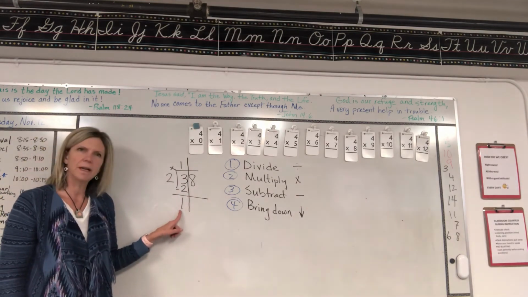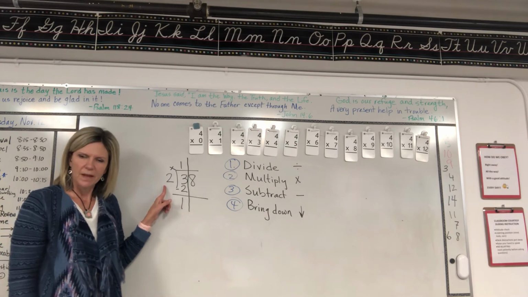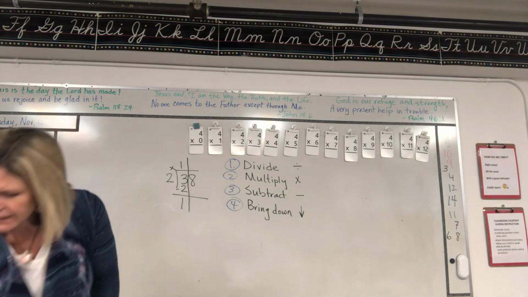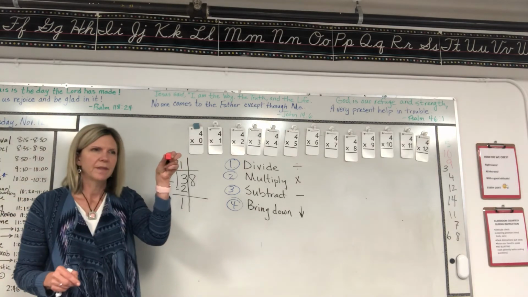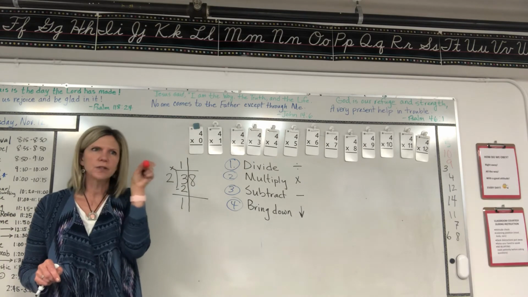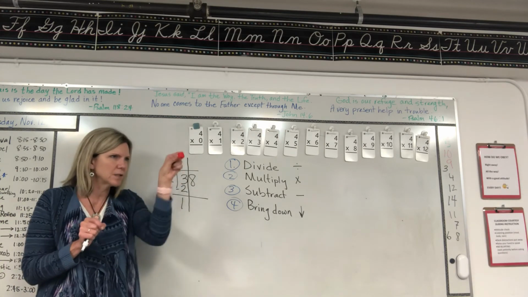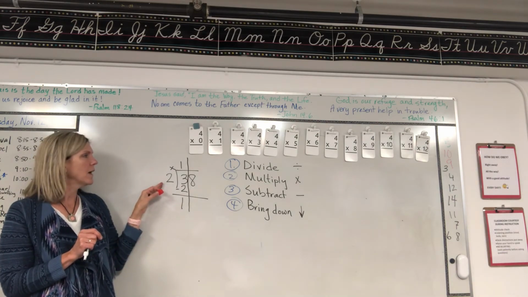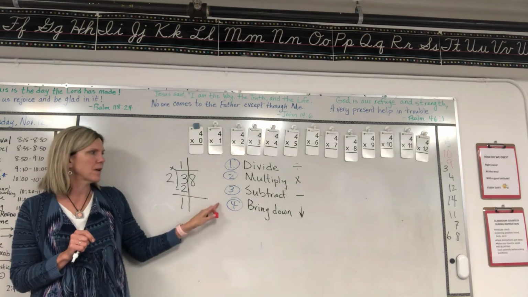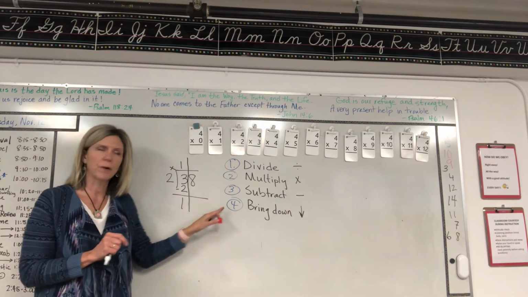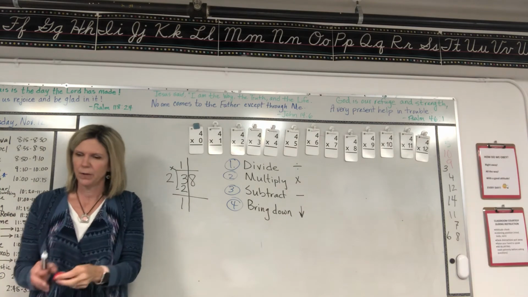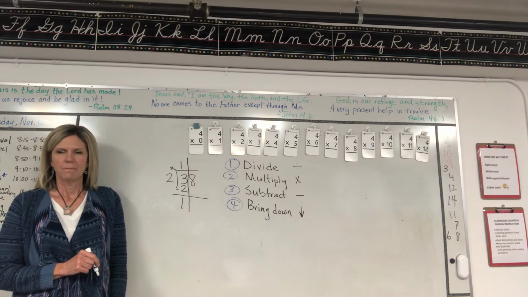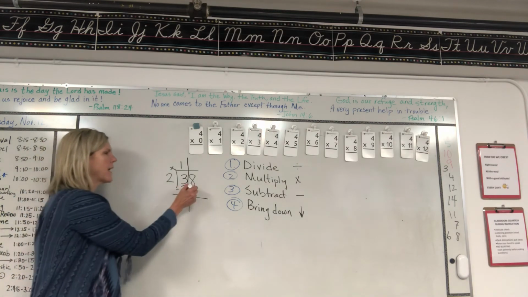Can we divide 1 by 2? Can I take this cube and divide it into 2 groups? No, it's too small. I can't put it into 2 groups, can I? It's just 1. So you can't divide 1 by 2. So we're going to bring down. That's the next part of our pattern. We're going to bring down. What do we bring down? What do we bring down, Lincoln? What number? 1. What do we bring down now? 8. We bring down our 8.